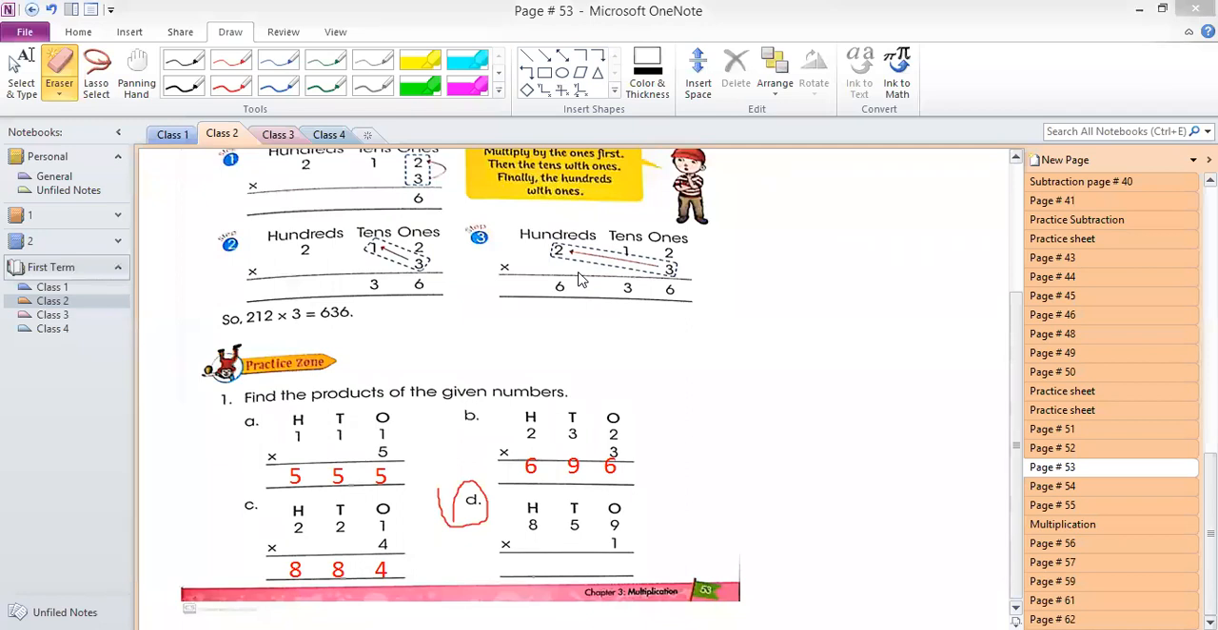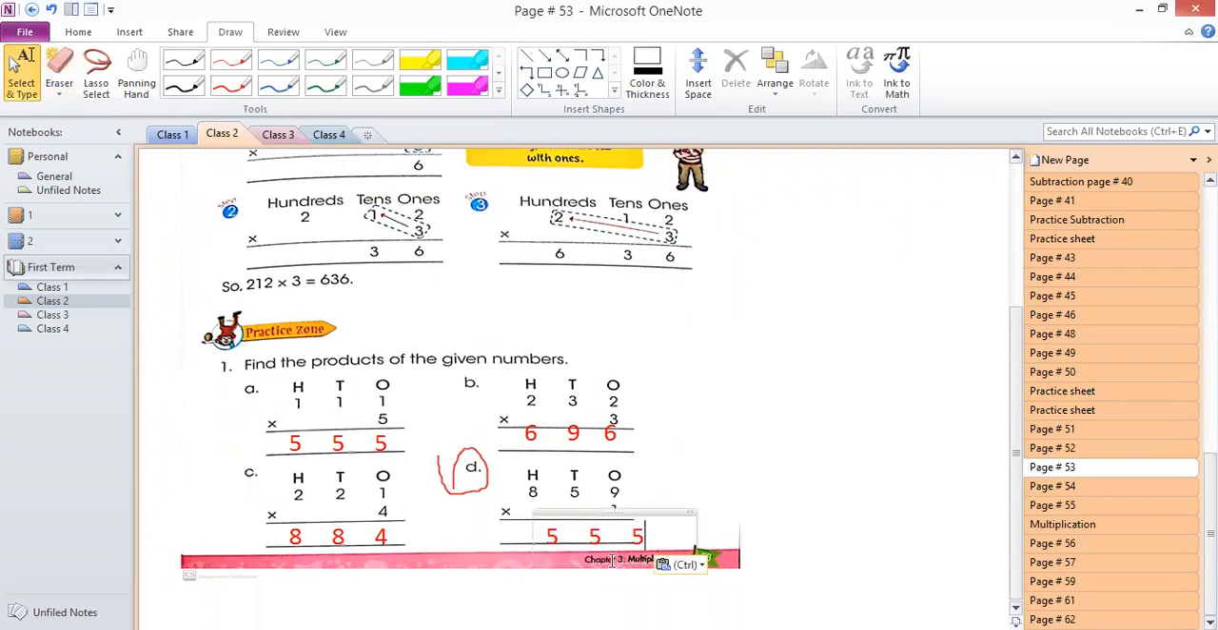Rayan. Yes, sir. 859 multiplied by 1. 1 times 9 equals 9. Okay. And 1 times 5 equals 5. 1 times 8 equals 8. 859. So this is 859. That's very good. Thank you. You're welcome.